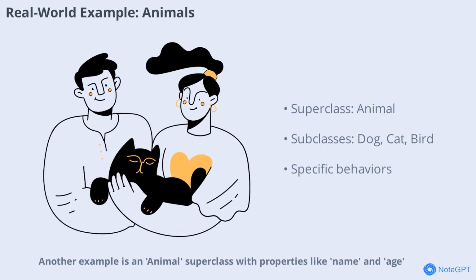Another example is an animal superclass with properties like name and age and methods like eat and sleep. Subclasses such as dog, cat, and bird inherit these features, but each can have its own specific behaviors. For instance, dog might have a bark method while bird could have a fly method. This approach keeps code organized and mirrors natural hierarchies.